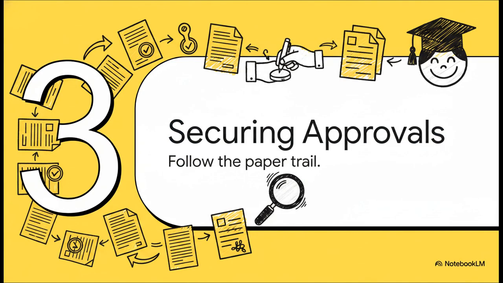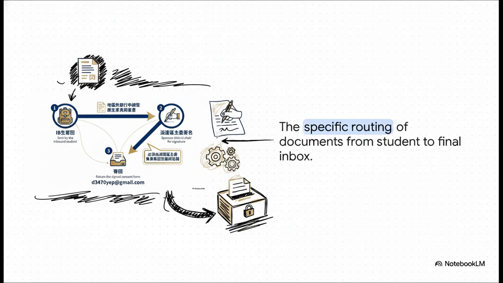Next up is Section 3, securing approvals, following the paper trail and required signatures. You know, the biggest bottleneck in literally any bureaucratic process is usually just not knowing who signs what. So let's clear that up. Step 1. The inbound student kicks things off by sending the filled out application and natural parents' consent form. Step 2. It has to go to the sponsored district chair for their official signature. And here is the most vital part. Step 3. The sponsored district chair does not just hand it back to the student. They must take responsibility for returning the signed consent form directly to the final inbox themselves.